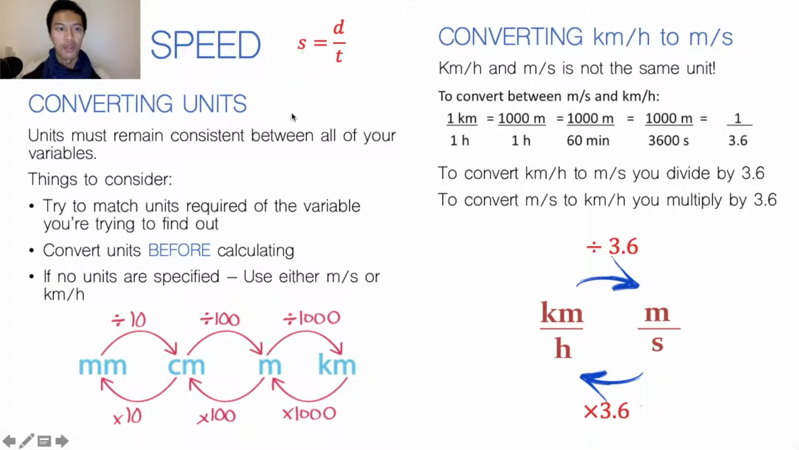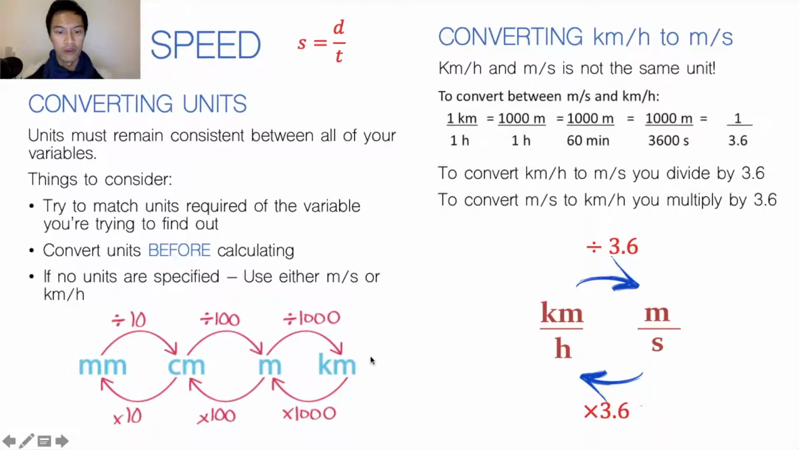So you have to try and match the units required of the variable that you're trying to find out, and if they are not the same units, for example if distance was done in kilometers, then you have to convert the units before you actually do any calculating. If there are no units specified, for the sake of simplicity, whether in these videos or in class, you can assume that it's either in meters per second or kilometers per hour.